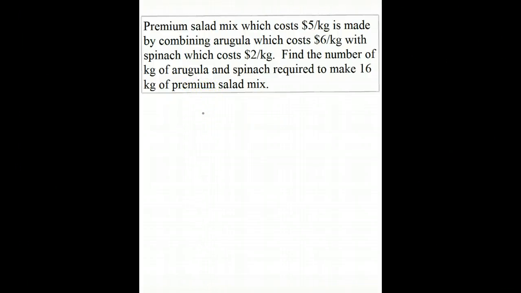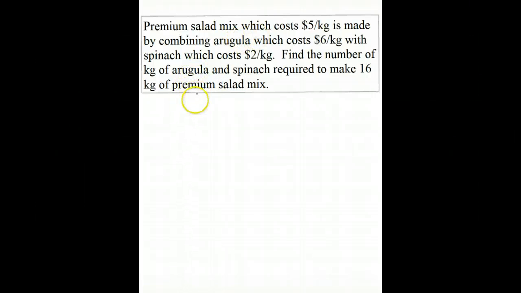We have a premium salad mix, which costs $5 a kilogram. It's made by combining arugula, which costs $6 a kilogram, with spinach, which costs $2 a kilogram. Find the number of kilograms of arugula and spinach required to make 16 kilograms of premium salad mix. All right, so what are we going to do here? Let's figure this out.